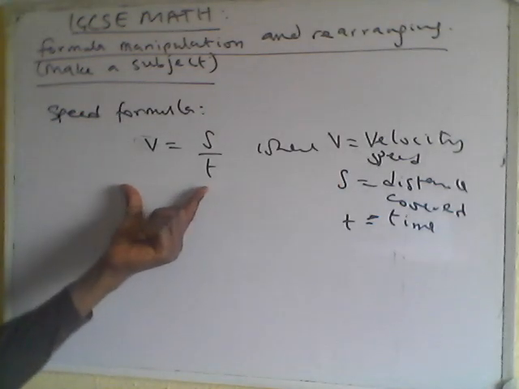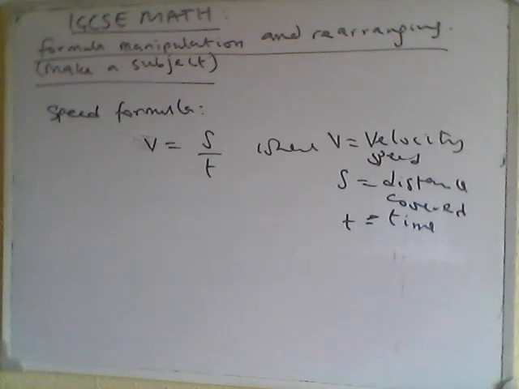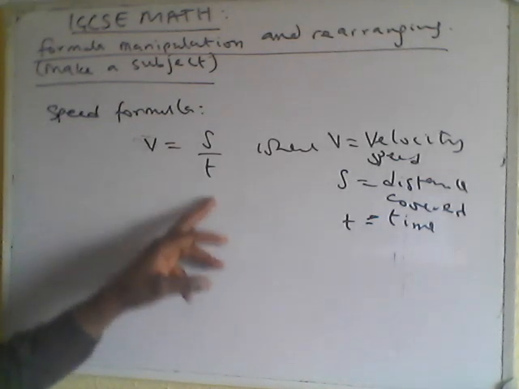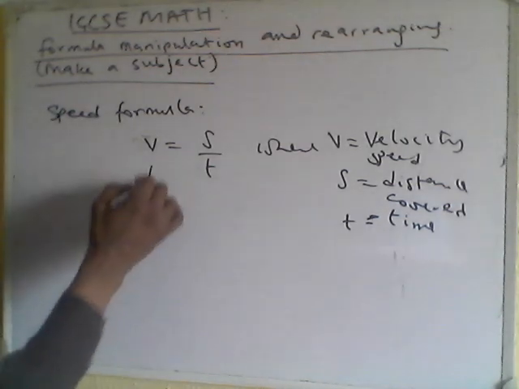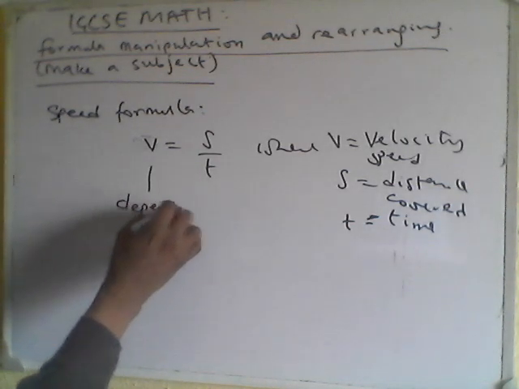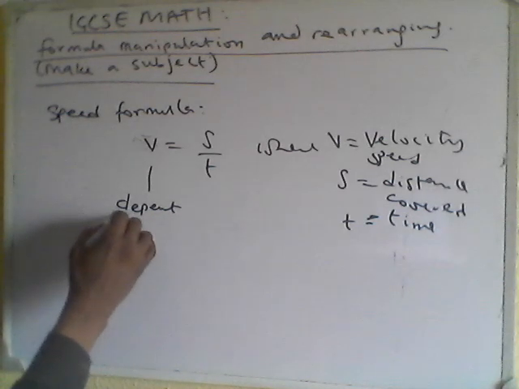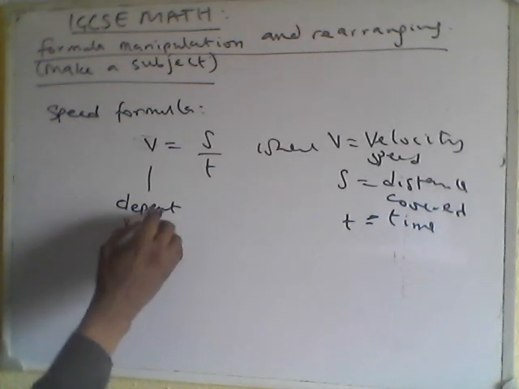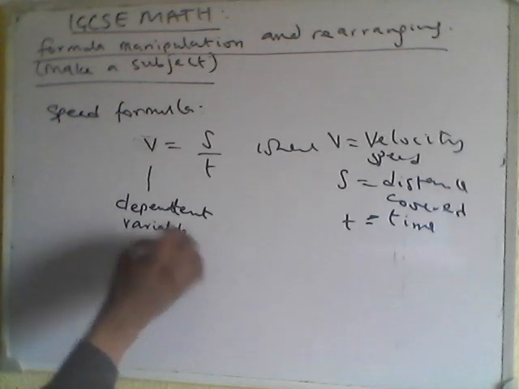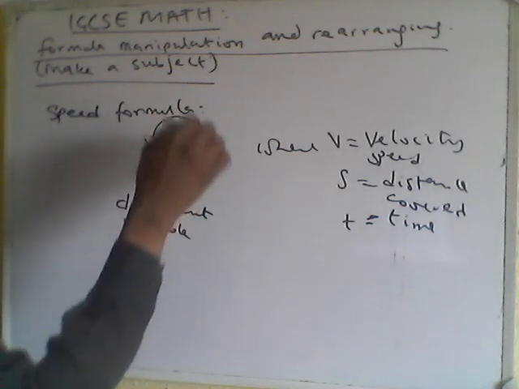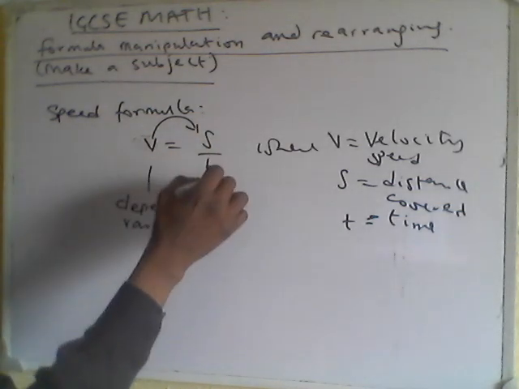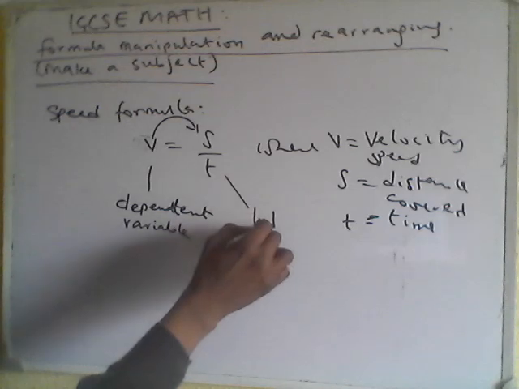So that is what a formula is. It's a rule that connects variables. So this is a variable, this is a variable, and this is a variable. They are all variables. But this is what we call the dependent variable. Why? Because it's dependent on these. Anything that changes on these two variables will change this.